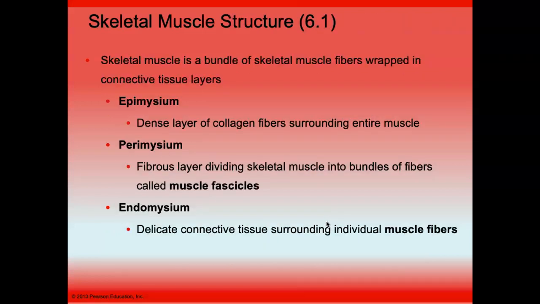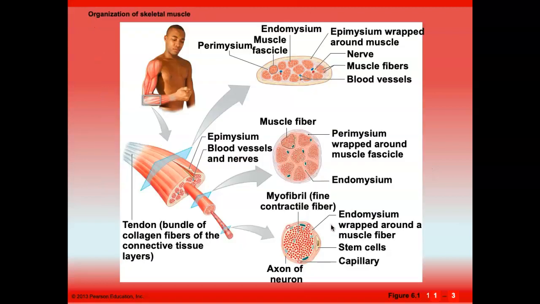The connective tissue layers of muscle are important. The outermost connective tissue layer is called the epimysium. The middle layer is the perimysium, and the perimysium will surround bundles of fascicles. So here's a picture. Here's our whole muscle.